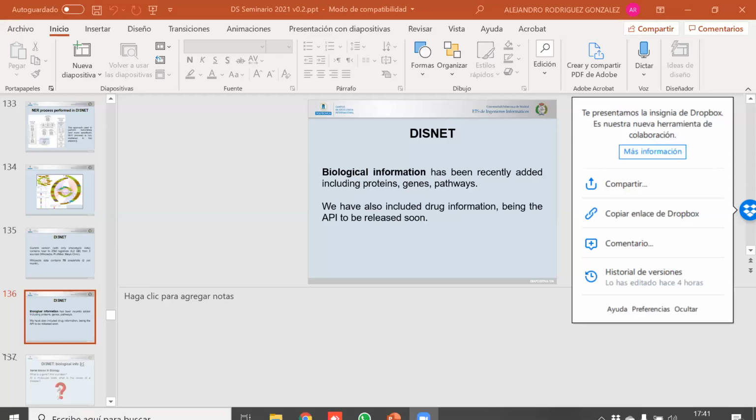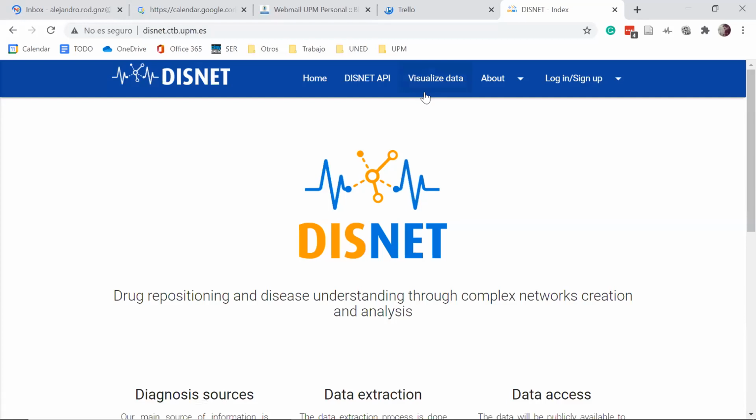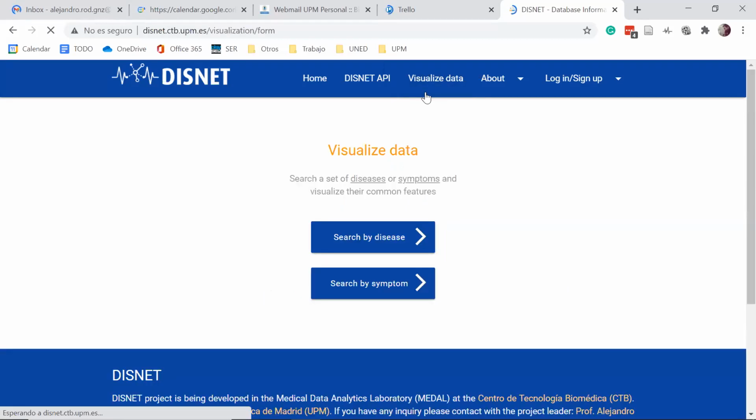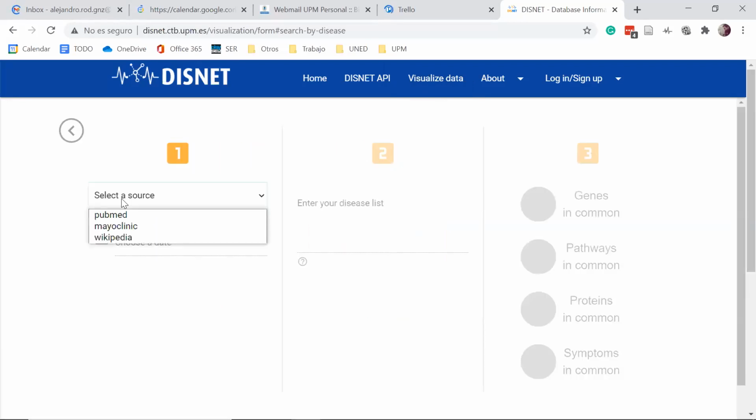Give me 1 second, because I would like to show you the visualization of this net, just to let you know somehow the potential that this platform has for us at this moment. This is just a very brief example. If you go to DisNet, you go to visualize data. For example, we can search by disease. So we can select the source. I will select Wikipedia.